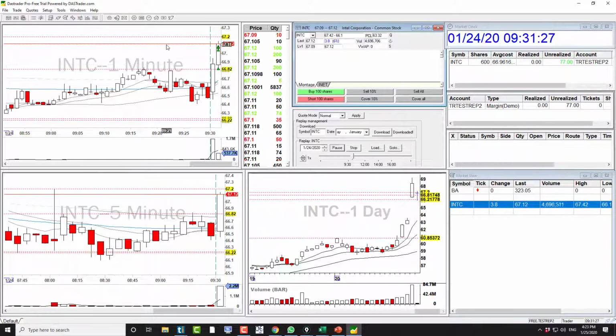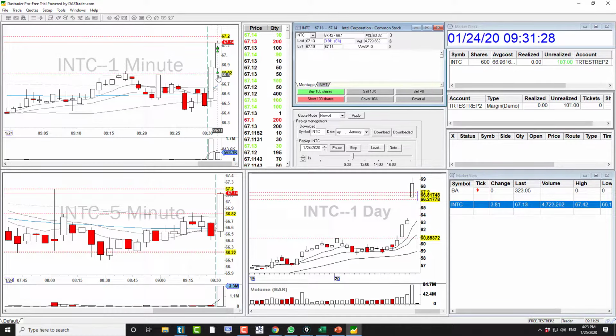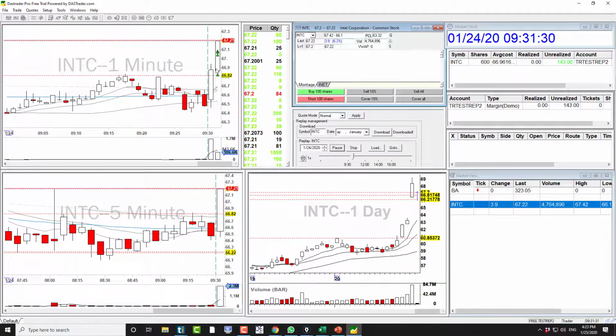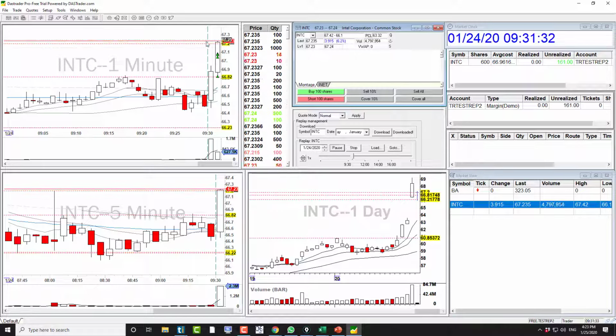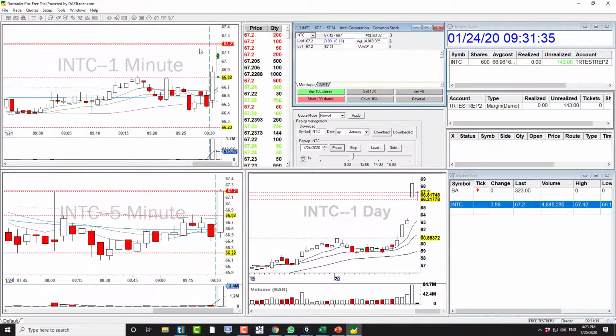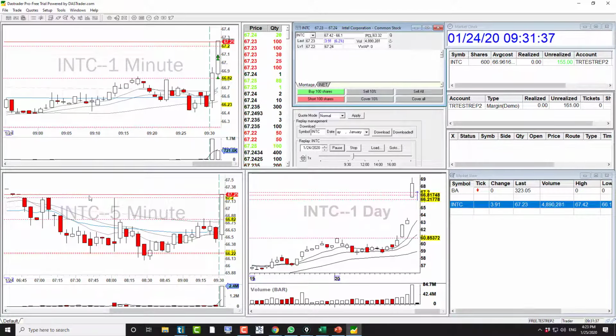So again, the breakout is already happening. Depending on your trading strategy, this could be a place to start getting out. 66.82 to 67.23 is a really good move. You actually broke out toward this.